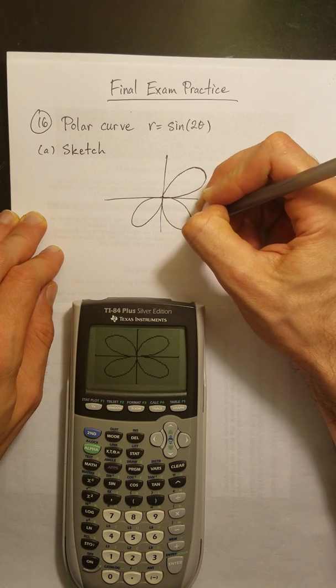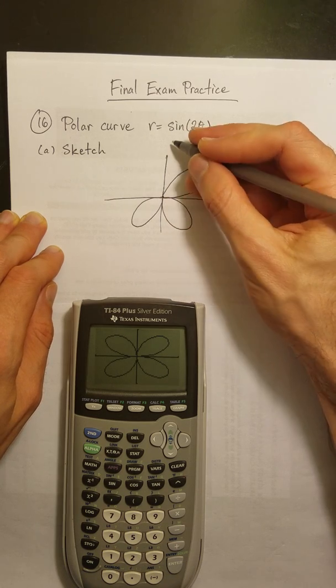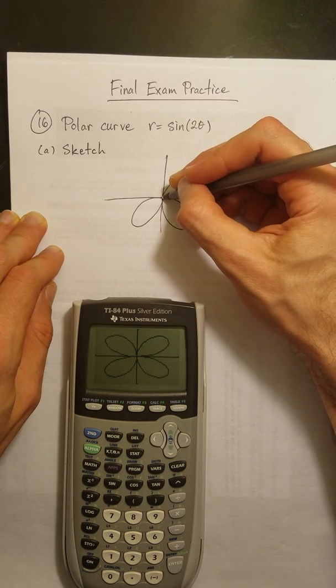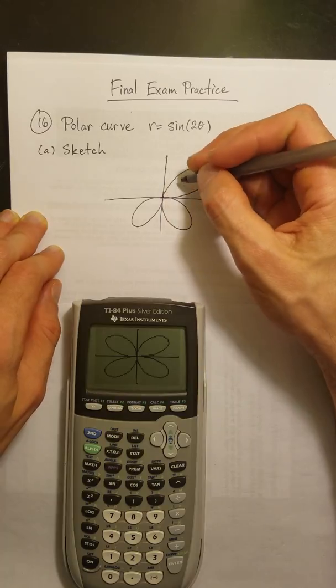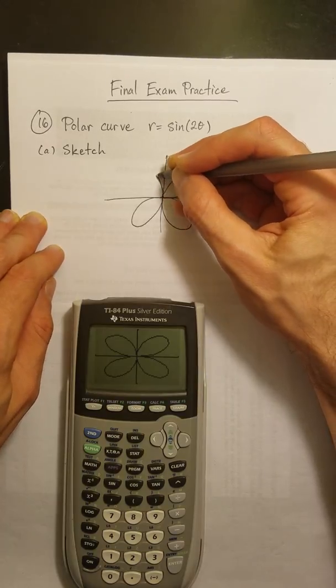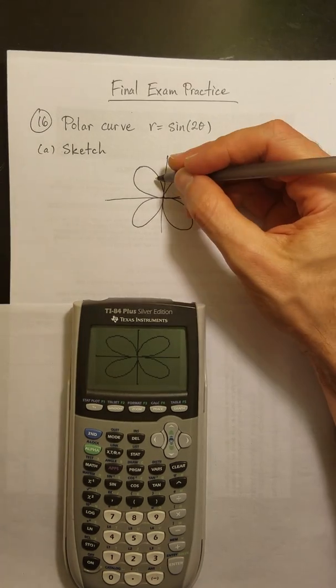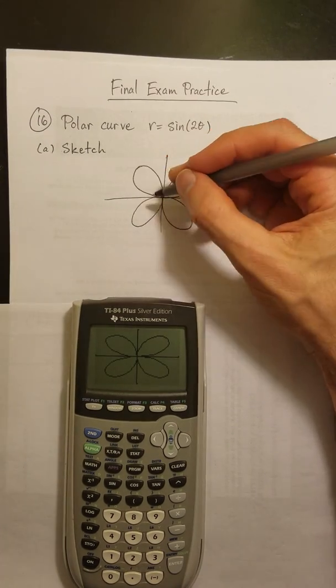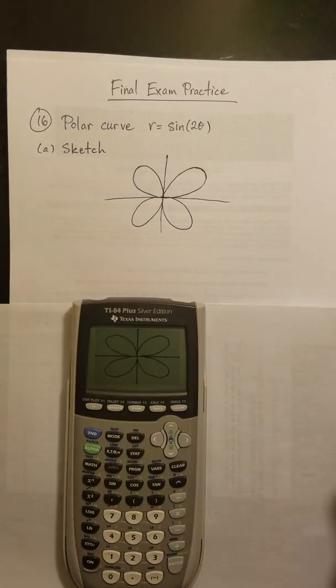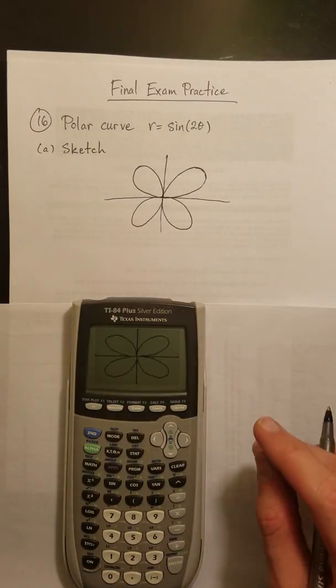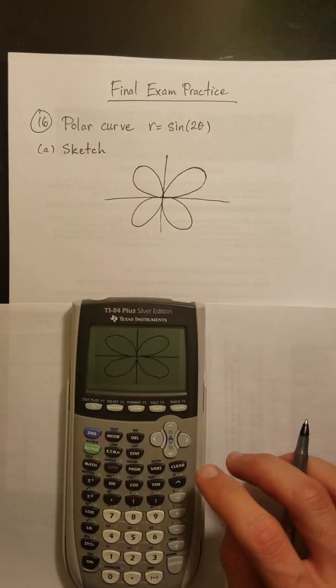And then it would be in the fourth quadrant, but actually, r will be negative, so sine is negative for these values of theta between 3 pi over 2 and 2 pi. And so then it will be in the opposite quadrant, so in quadrant 2, and we draw another petal of our flower there. And so this is our sketch of the polar curve, r equals sine 2 theta.